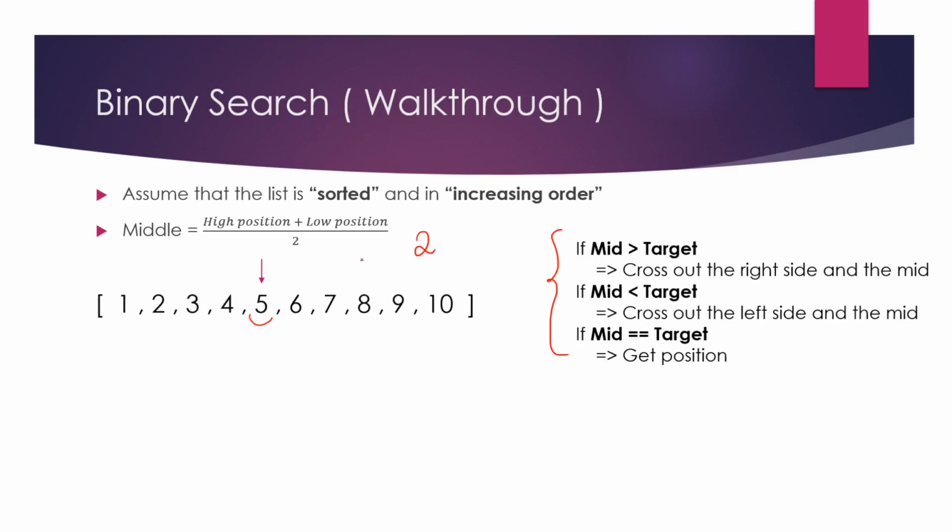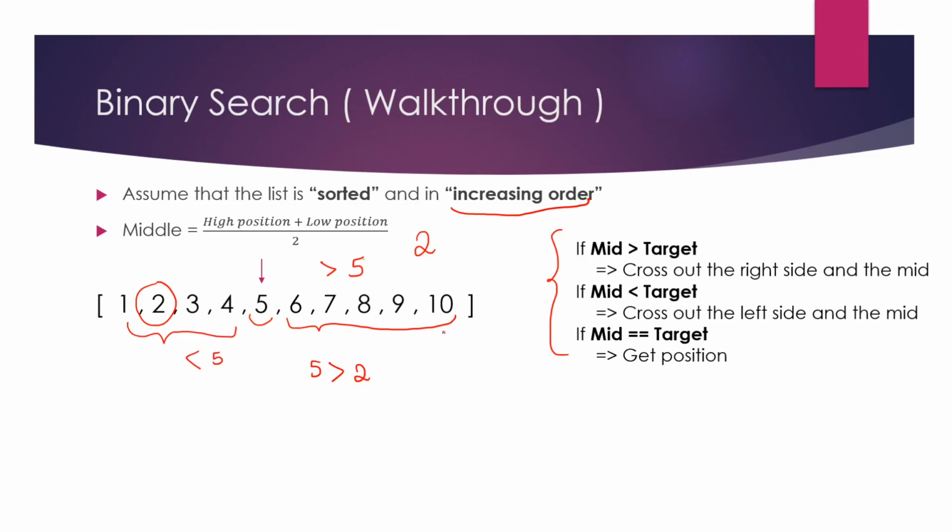You want to search for number 2, which is right here. So now you're going to compare your middle starting point with your target. So 5 is greater than 2. And here's the thing. Since your list is in increasing order, everything on the right side of your middle starting point, number 5, is always greater than 5. Because it's in increasing order. And everything on the left side of number 5 is always less than 5.